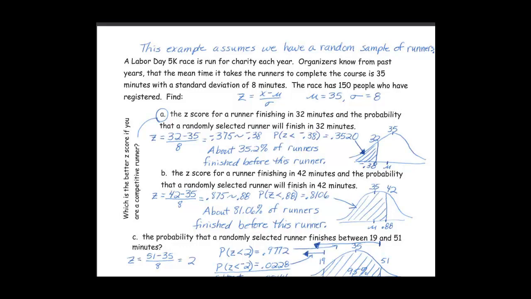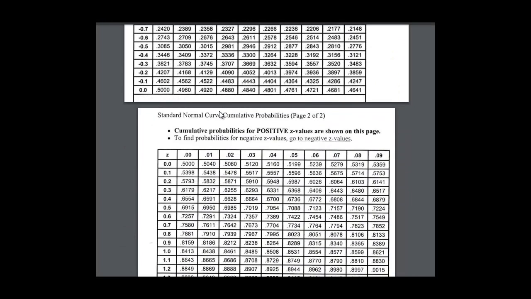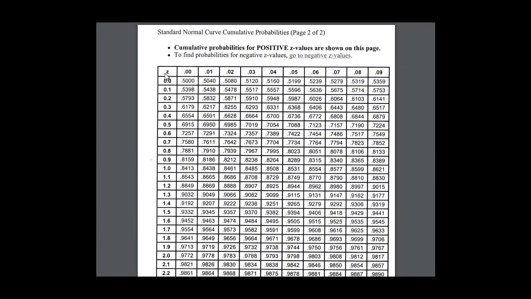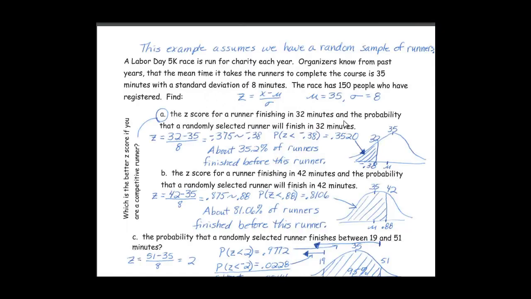I can go to my z table, and this time I need to go over to the positive side. I'm looking at 0.88. So my tenths place is 0.8, and my hundredths place is 0.08. So I have 0.8136. So I wanted you to see where I got that probability.